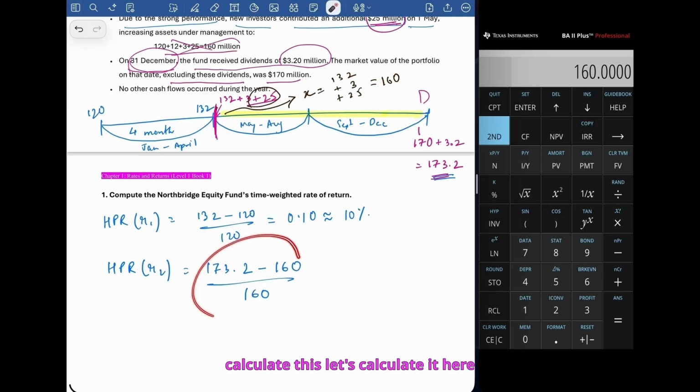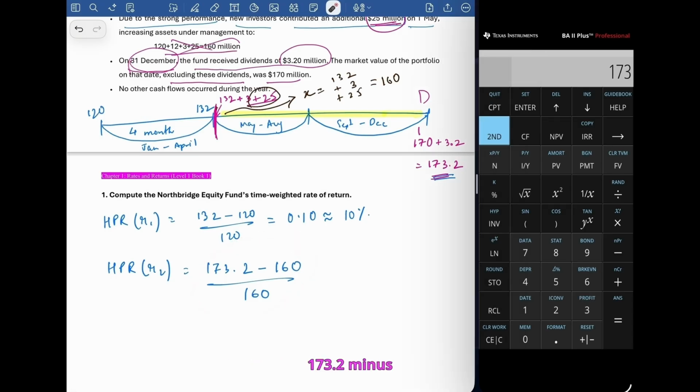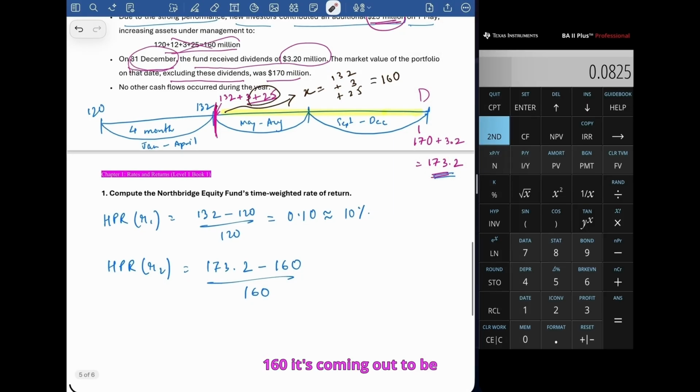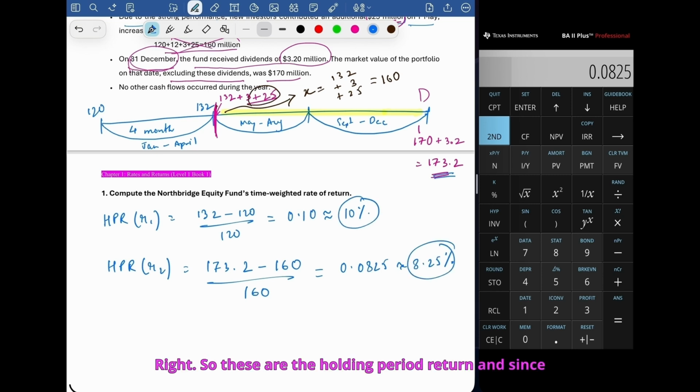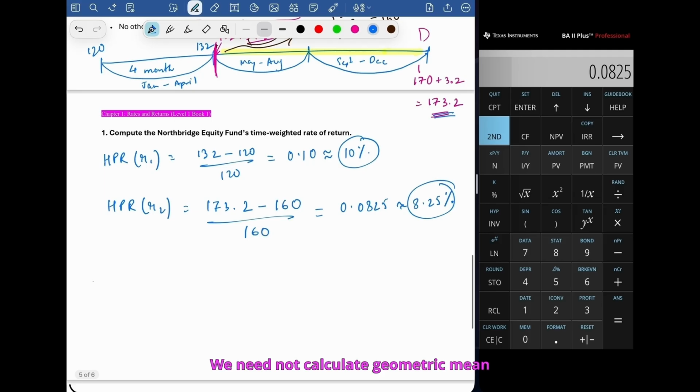So let's calculate it here. 173.2 minus 160, divided by 160. It's coming up to be 0.0825, or I can say 8.25%. So these are the holding period returns. And since this is also less than a year, we need not calculate the geometric mean.